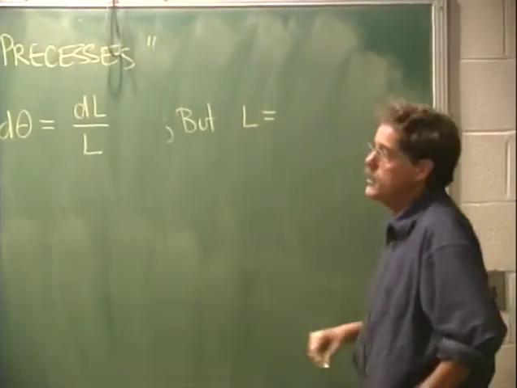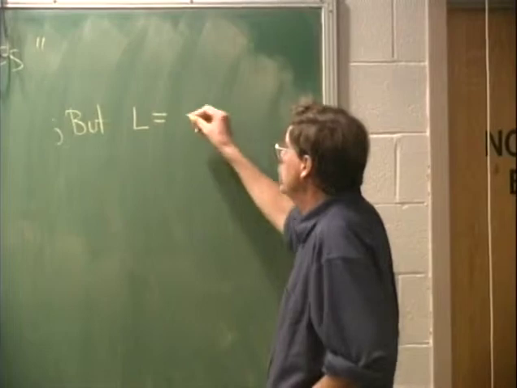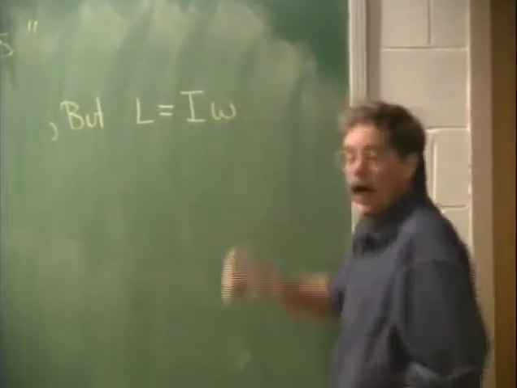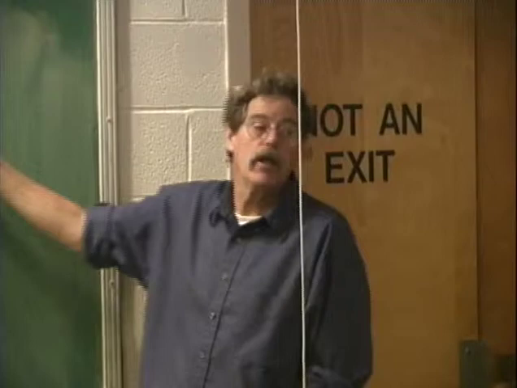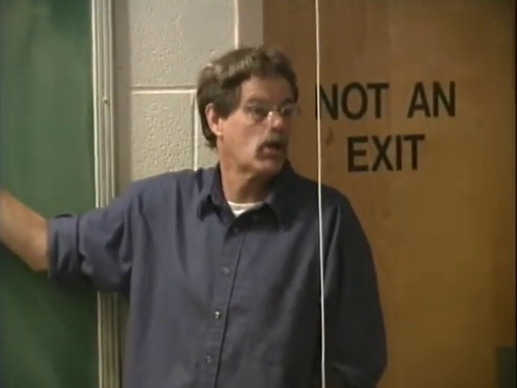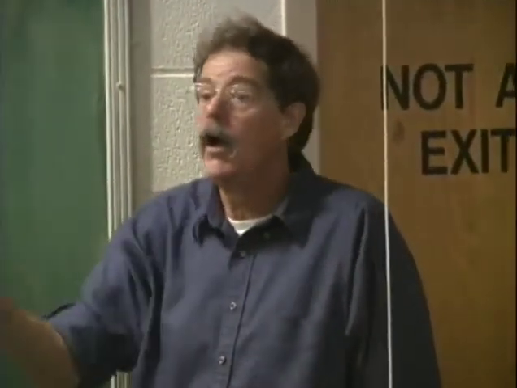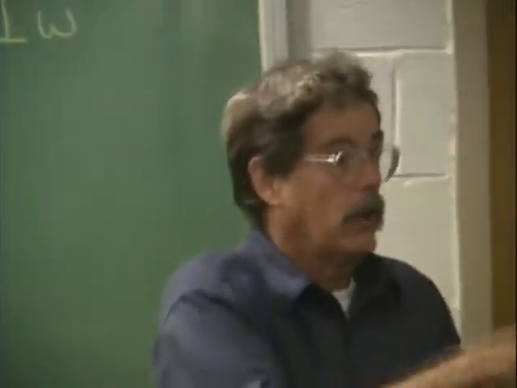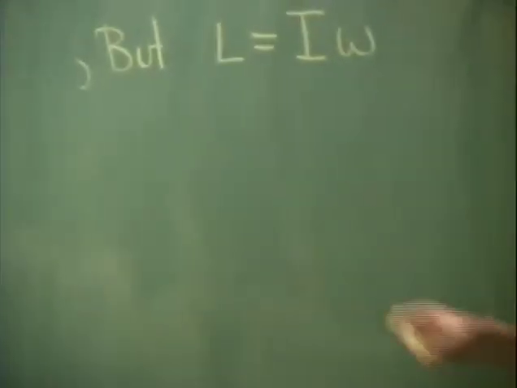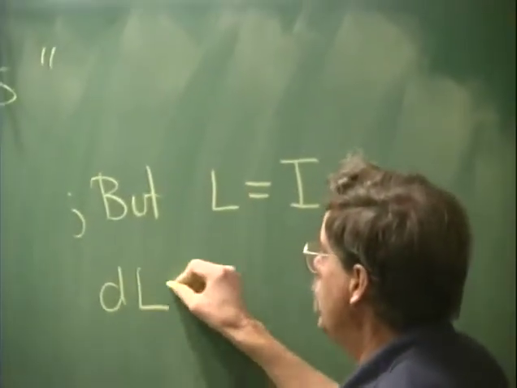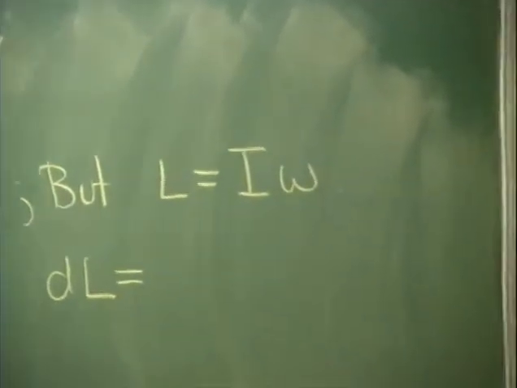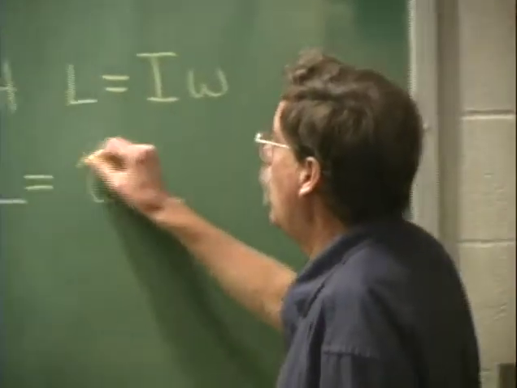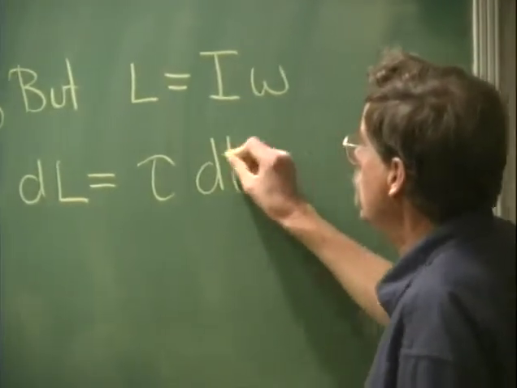L is equal to the angular momentum of the wheel. The original angular momentum of the wheel is I times omega. That's the moment of inertia of the wheel, mr squared, times the angular velocity provided when we spun the thing up. That's the angular velocity of the spinning of the wheel. And dL, what's that? That's the change in the angular momentum. That would be tau, the torque, times dt. Isn't that right? dL by dt, the rate of change of angular momentum, is the torque.